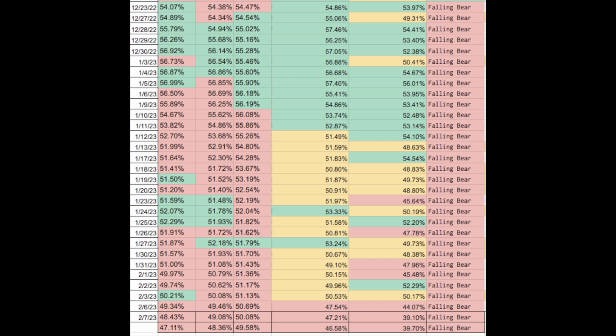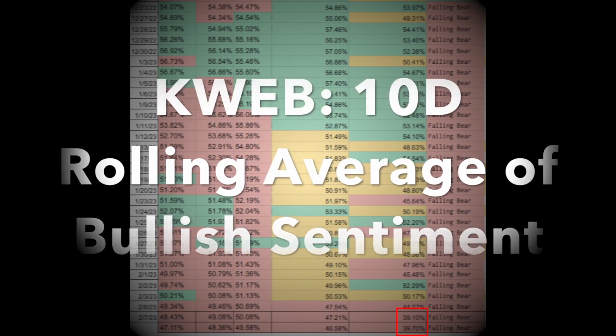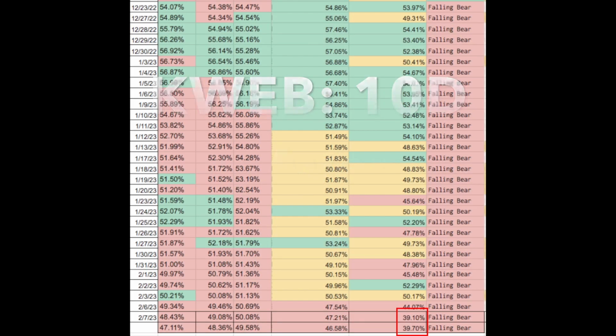Now what I'm highlighting here on the very first column, right next to falling bear, is actually the 10-day rolling average of bullish sentiment, which is already down to 39%. And knowing how my process works, once you get to the high 30s, low 40s, you've really started to hit either the lowest that the bullish sentiment can go, or you're starting to see a bottom in the price.